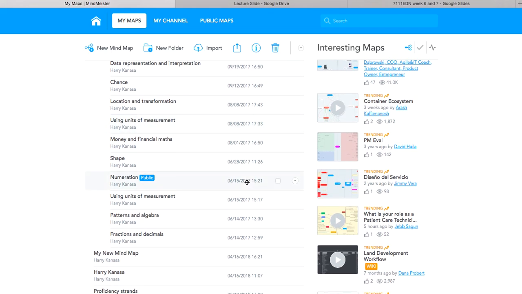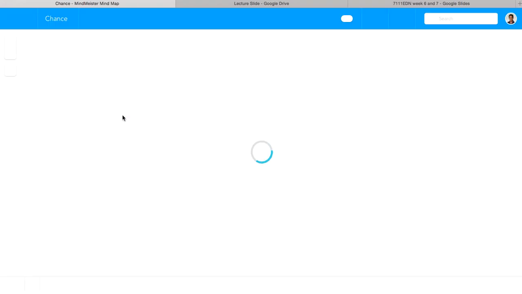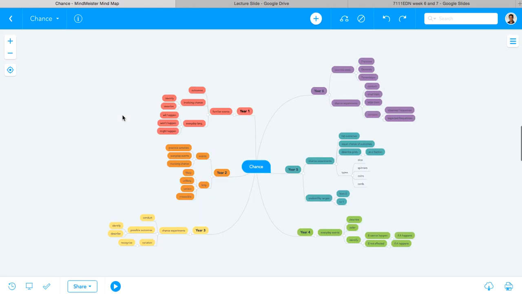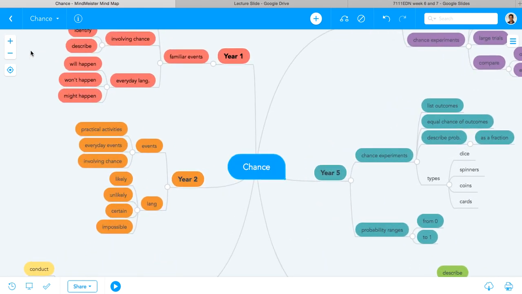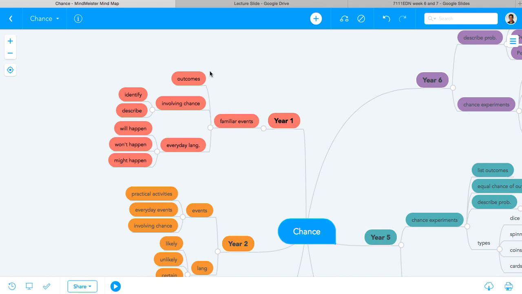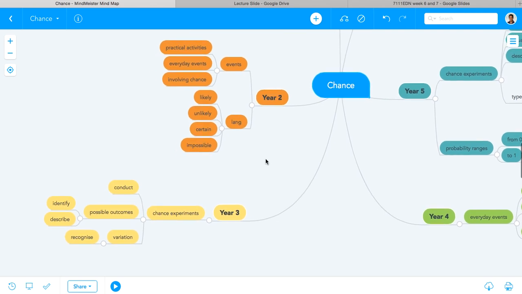So we've got statistics, so we've got chance. Okay, so let's look at chance first, just so that you have an image of what the completed concept map would look like. So this is a complete map from foundation all the way up to year 6, but we're just interested in the earlier years. So let's zoom all the way in. So you can see here the year 1 content descriptors, mind mapped. We can see the year 2 content descriptors and the year 3.